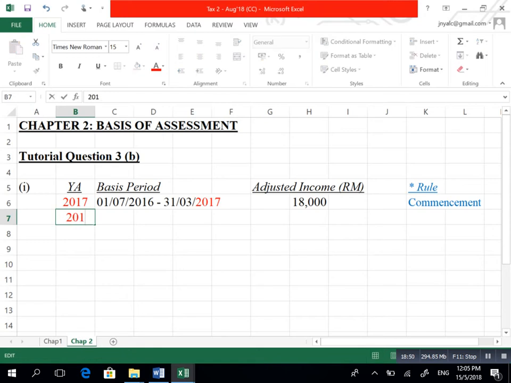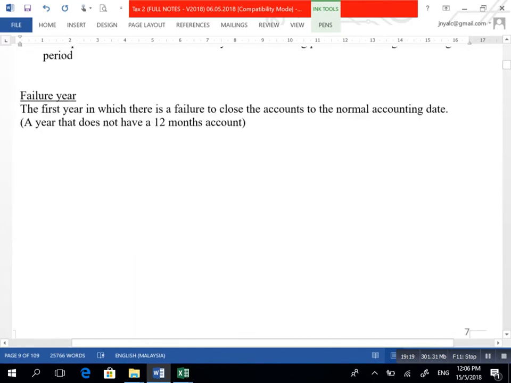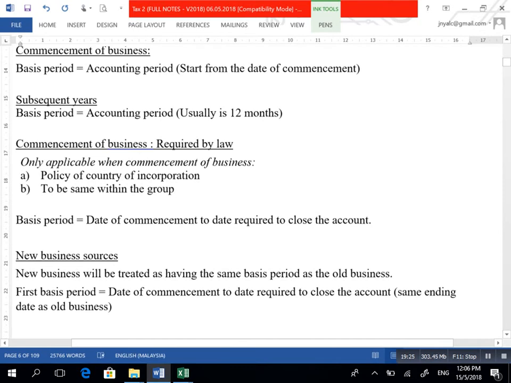And then come to the second year already, class. Now we will follow subsequent year rules. Second year, third year, fourth year, any of the year, then you follow subsequent year rule, unless you change the date. Now you go back to your notes again, page 6, and look at the subsequent year in here. What do they say about the basis period? It will be equal to accounting period, and normally it should be 12 months exactly. So follow your accounting period.